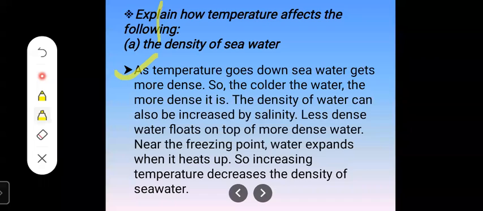When the temperature goes down, the seawater becomes more dense. The water is cold, that's why it will be more dense. Why is the water cold? Because the temperature is less. Near the freezing point, water will start heating up. So increasing temperature decreases the density.